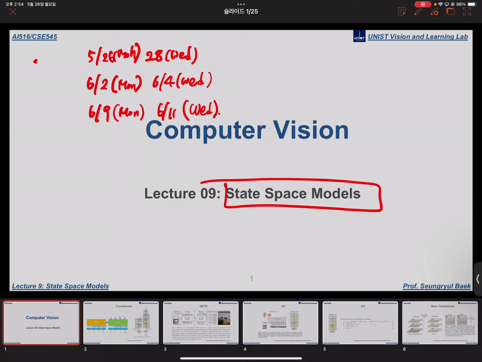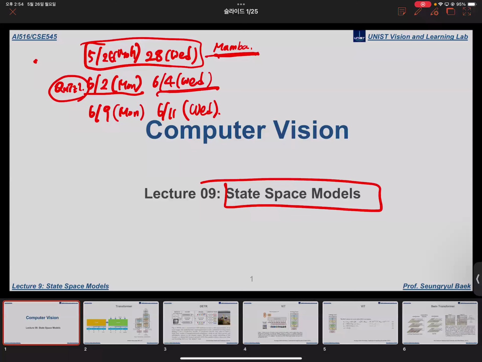Okay, so here we have quiz 2. Next Monday we have quiz 2, and spanning these 2 lectures, we will learn about state space models and actually Mamba. This is the new architecture. Computer vision researchers are gradually getting interested in this new architecture, whose name is Mamba. So actually, we are expecting that this could be the next architecture after the transformer.